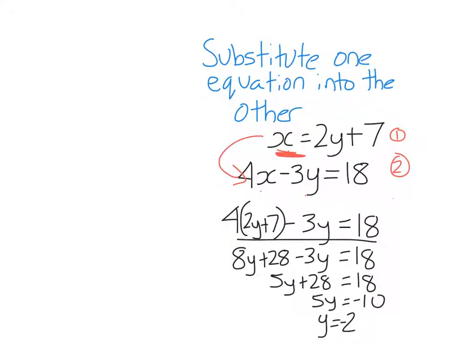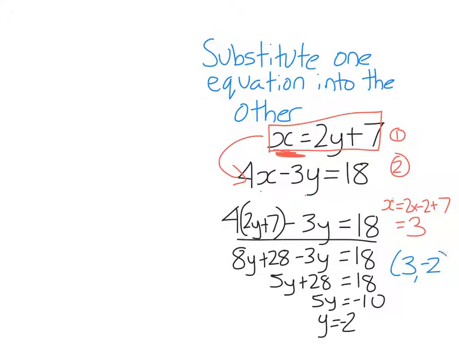So to find x, I can just take this equation here, and I can substitute y for minus 2. So x is 2 times y plus 7, which is 3. So therefore, the solution to this equation, x always gets written first. It's 3, minus 2. X equals 3, y equals minus 2 solves both equations at the same time.